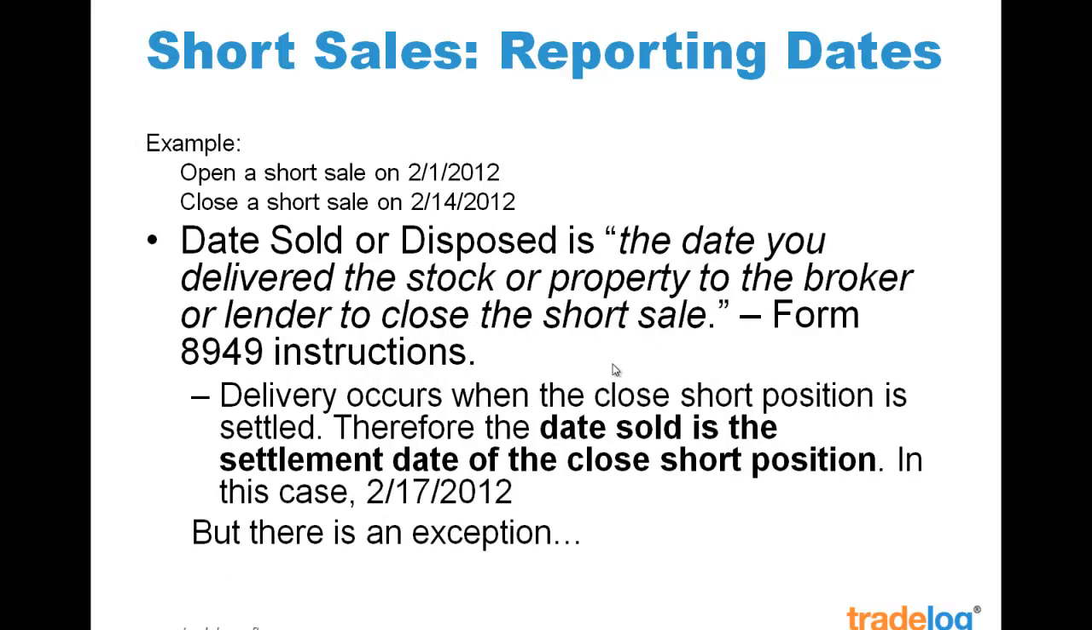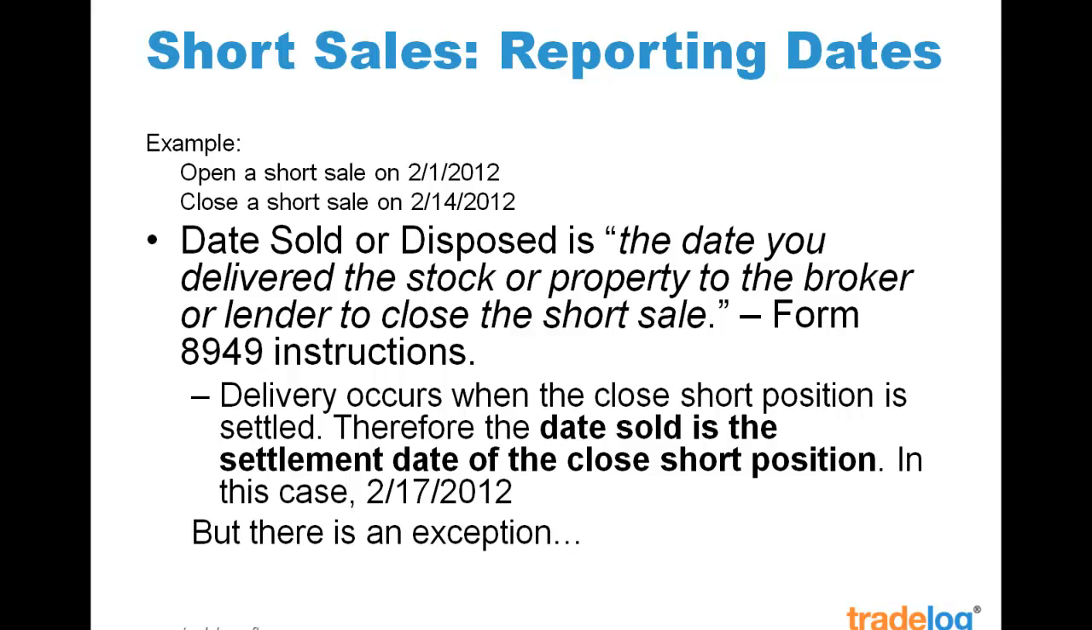What about the date sold? Well, again, the 8949 instructions say that the date sold is the date you delivered the stock or property to the broker to close the short sale. So delivery occurs when that position is actually settled, when the closed short is settled. Therefore, in this case, we closed the position on February 14th. It would have settled on February 17th, and so the date sold would be reported as February 17th.